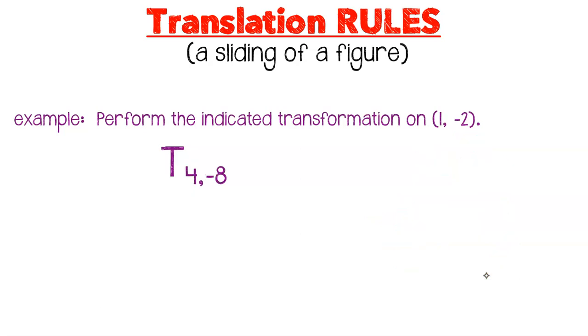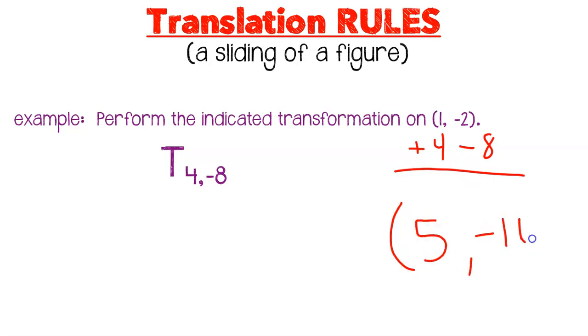Let's do it again. Perform the indicated transformation. Remember, that stands for translation, not rotation, not reflection, right? T for translation. Positive 4 to the right, negative 8 down. The new point is 5, negative 10.